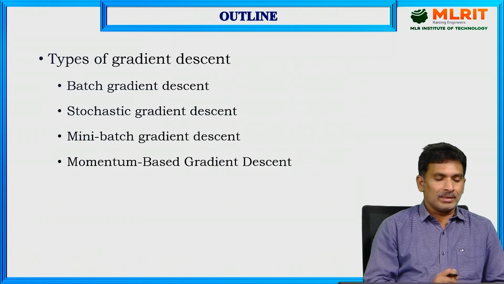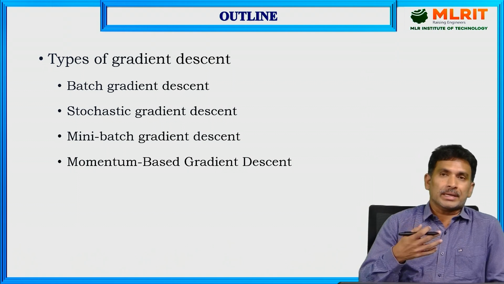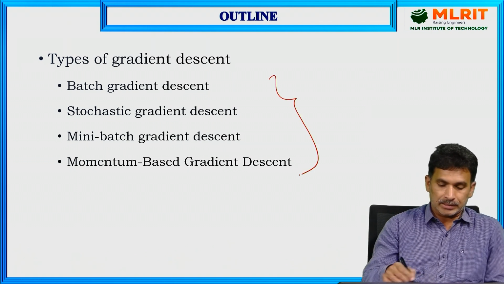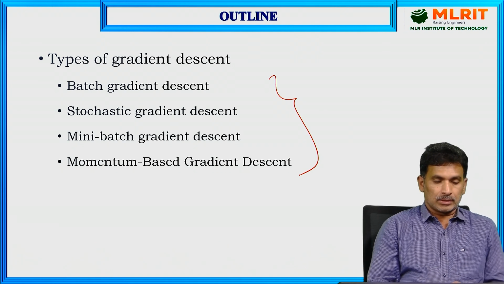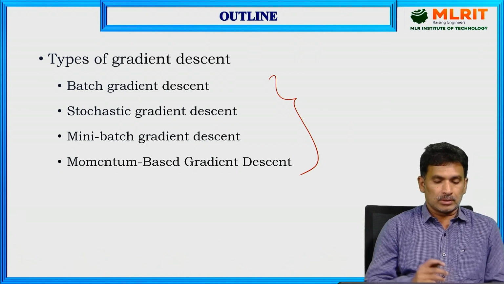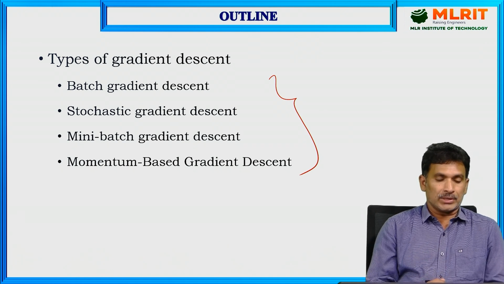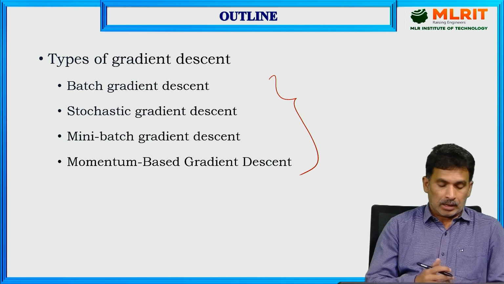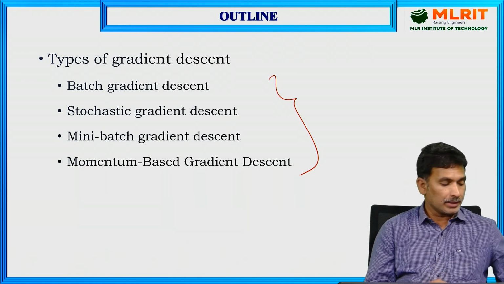Here, the gradient descents are classified into these categories. So in this lecture, we are going to discuss the major three categories: batch gradient, stochastic gradient, and mini batch gradient. And one more is momentum based gradient descent.